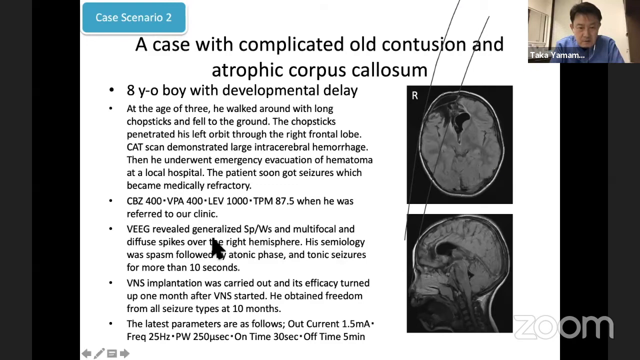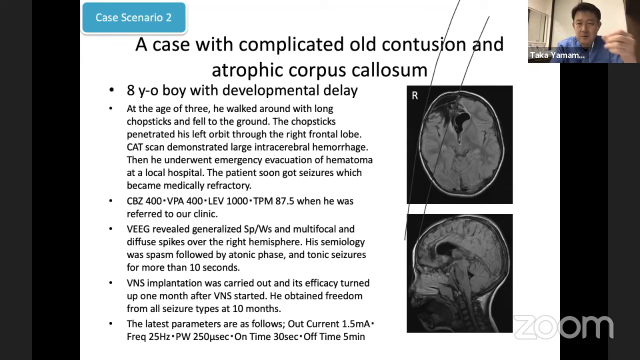The semiology was like this: spasms followed by a tonic phase and tonic seizures for more than 10 seconds. The patient fell many times, which was very dangerous. I think that callosotomy is the first option, and then I took an MRI. But you see, no hippocampal sclerosis. So I think this is atrophy from the contusion of the frontal lobe. Then he's not a candidate for callosotomy.